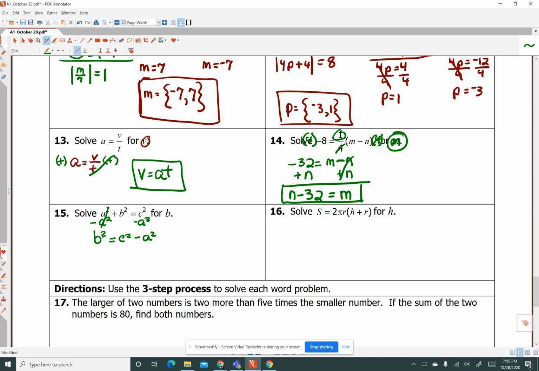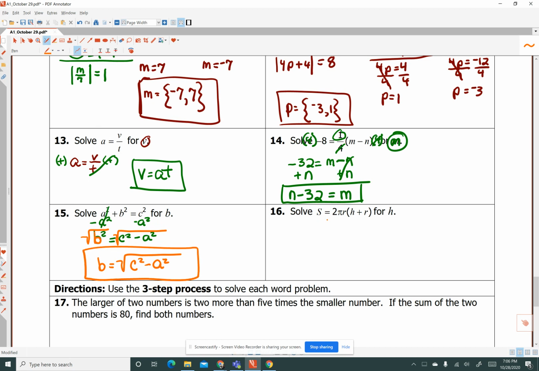Now, in order to isolate b from that exponent of 2, we take the square root. We've only done this a few times. I take the square root, whatever I do to one side, I do to the other, but that allows me to isolate b. So now I have b equals the square root of c squared minus a squared. That's a final answer.